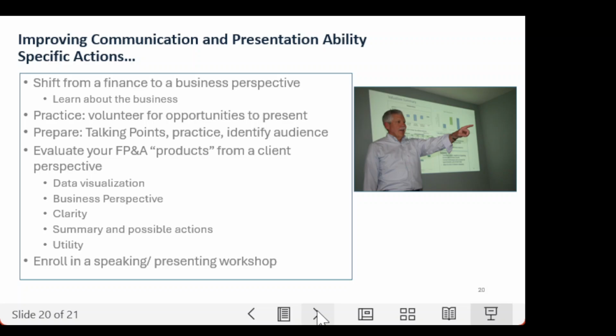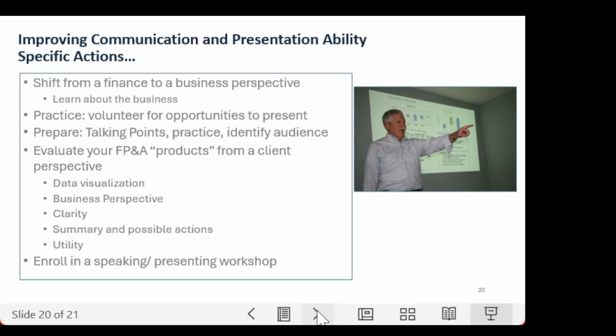Improving our ability to communicate, some specific suggestions. Try and shift your focus from that of finance to a business perspective. Learn about the business. Learn about the strategy, customers, markets, competitors, products. Practice. Nothing replaces practice. Volunteer for opportunities to present. Prepare. Develop talking points. Practice. Walk through your presentation. Read it out loud. Time yourself. Think about your audience.